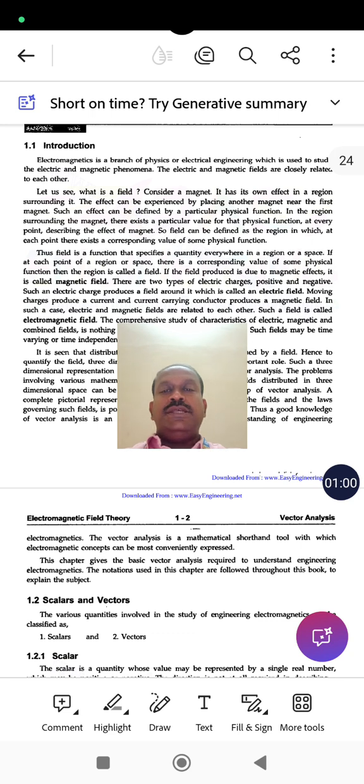Thus, the field is a function that specifies a quantity everywhere in the region or space. If at each point in the region or space there is a corresponding value of some physical function, then the region is called a field. If the field is produced due to magnetic effects, that particular field is called a magnetic field.